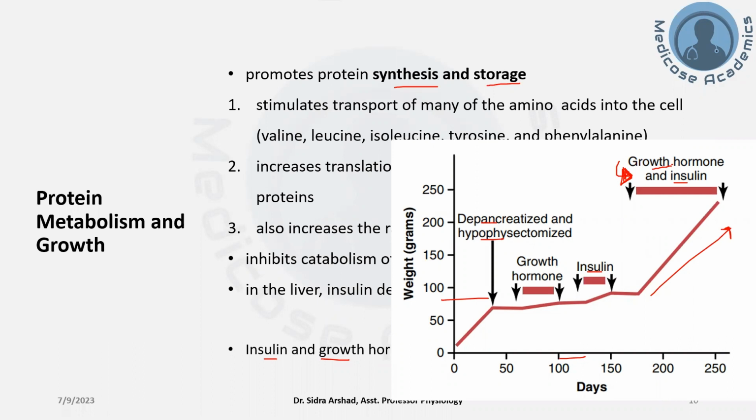Growth hormone promotes the release of insulin from the beta cells, or does it? It causes the increase of plasma glucose. The increased plasma glucose is then going to stimulate the beta cells to release insulin.